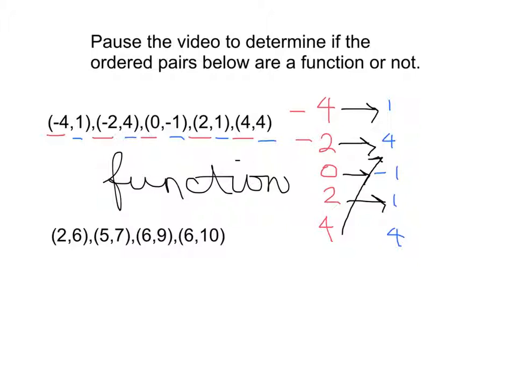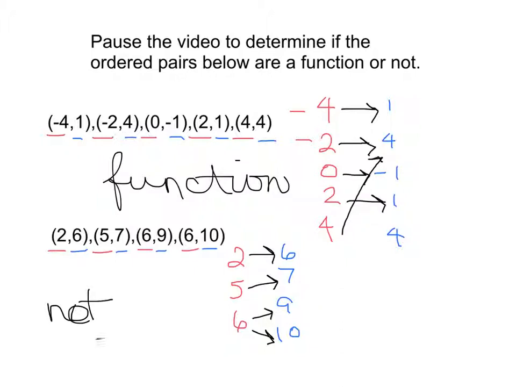Now, looking at the next set, we first want to look at our domain, which is 2, 5, 6. So we write those down, 2, 5, and 6. And then we look at our range, which is 6, 7, 9, and 10. And we create our map. The 2 pairs up with the 6, the 5 pairs up with the 7, and now we have the 6 that pairs up with the 9 and the 10. But we've previously talked that you cannot have a domain that pairs with two range, so this answer would be not a function.